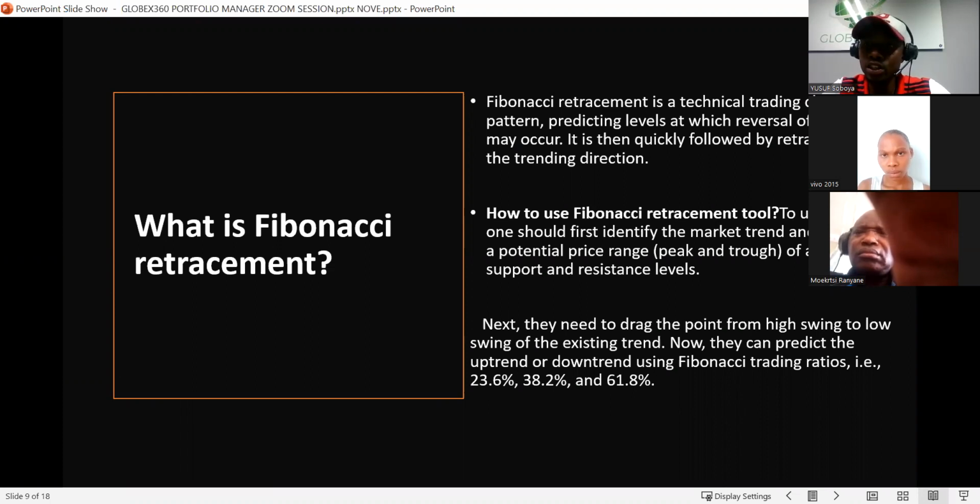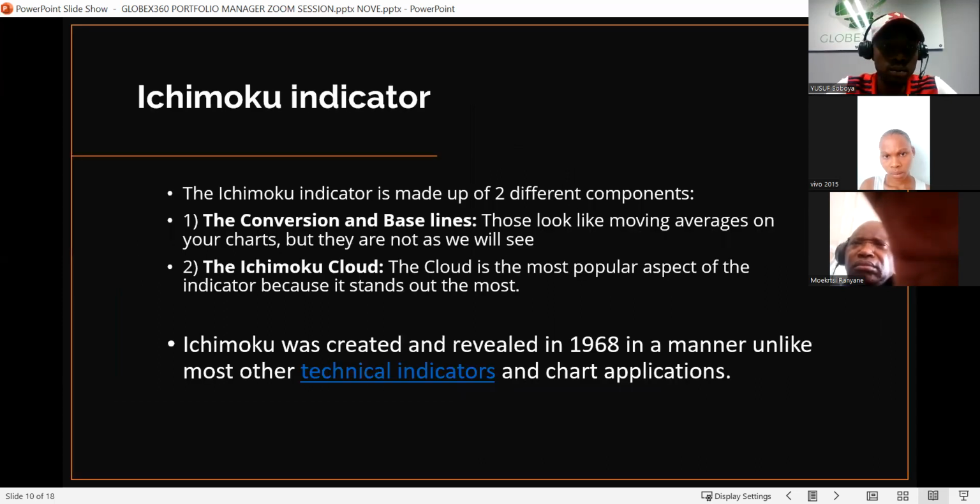How to use the Fibonacci retracement? It's easy to use the tool. One should first identify the market trend and then determine a potential price range, a highest point and a lowest point, which is a peak and the trough of an asset at a support and a resistance level. Next, they need to drag from the high swing to the low swing of the existing trend. Now they can predict an uptrend or a downtrend using the Fibonacci retracement ratios.